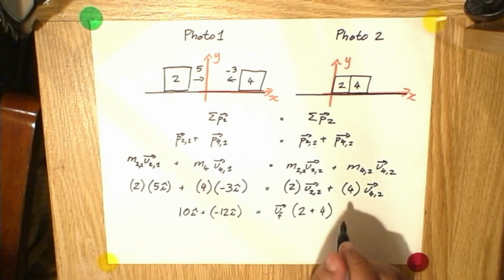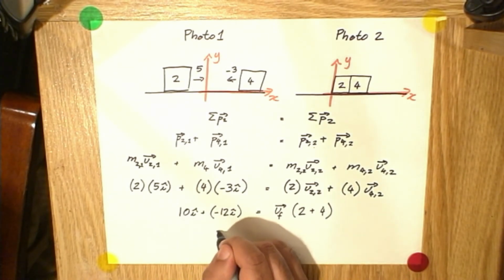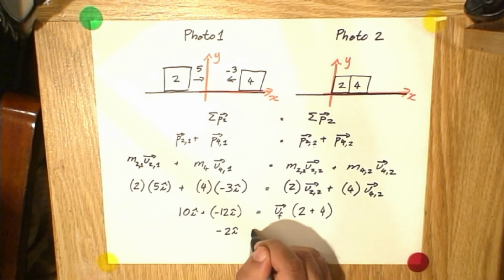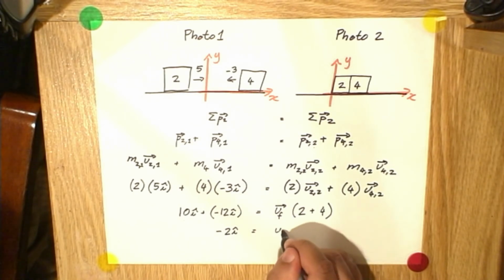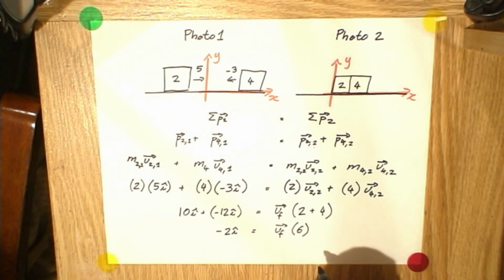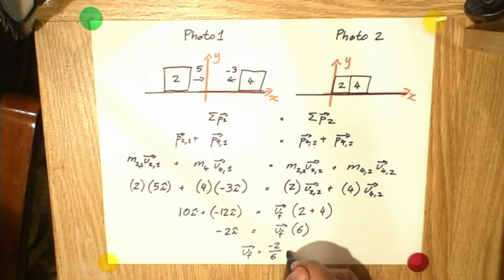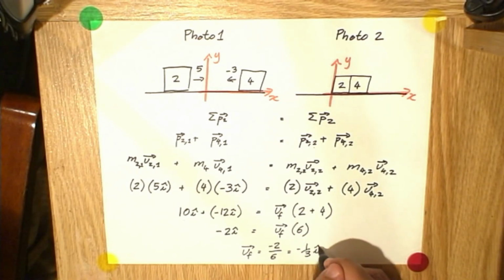Now let's keep going. 10 i plus negative 12 i will give us negative 2 i, and that's going to be equal to the final velocity times 6. So the last step is to divide both sides by 6, and we get the final velocity equals negative 2 over 6, which is equal to negative 1/3 i hat meters per second.